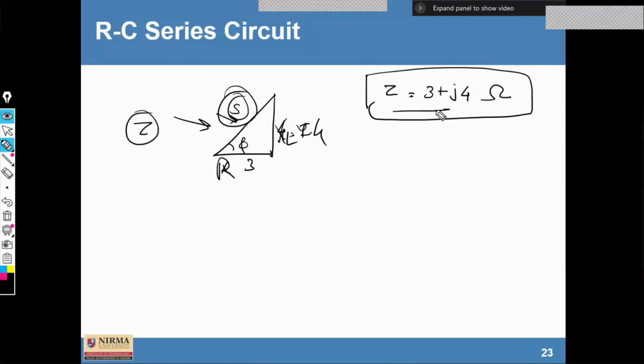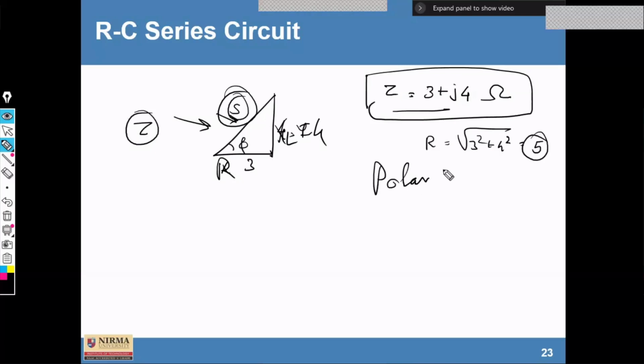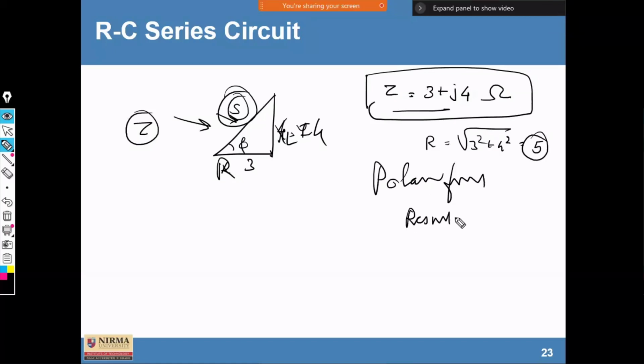The second way: we know the resultant is the square root of 3 squared plus 4 squared, so the answer is 5 here. So we can convert into polar form. Polar form is the resultant with an angle, and this angle phi is equal to tan inverse of X by R.